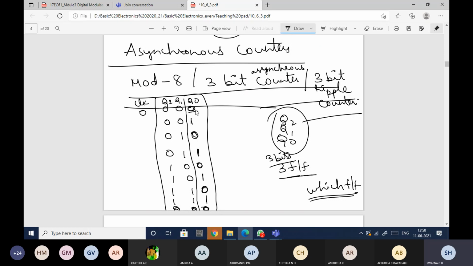If initially I have 0, the next value is 1. If I have 1, it is changing to 0. If I have 0, it is changing to 1. If it is 1, it is changing to 0. What is happening here? There is one specific name for this, no?